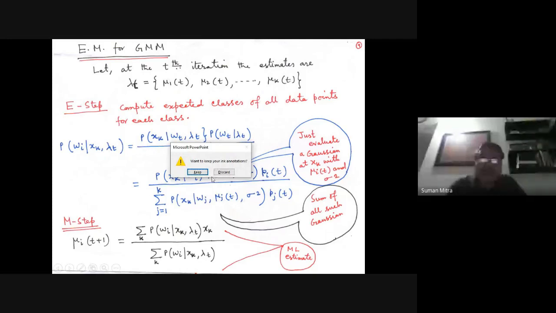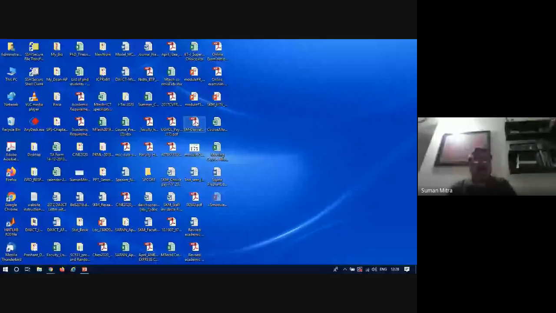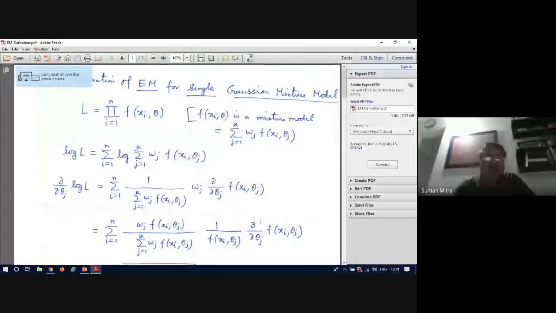And let me open this one so that we try to understand how the derivation of EM takes place in case of Gaussian mixture model. Concentrate on this now. This is the best part of today's lecture, how to actually find the expectation maximization for the Gaussian mixture model. Let us find out this one.